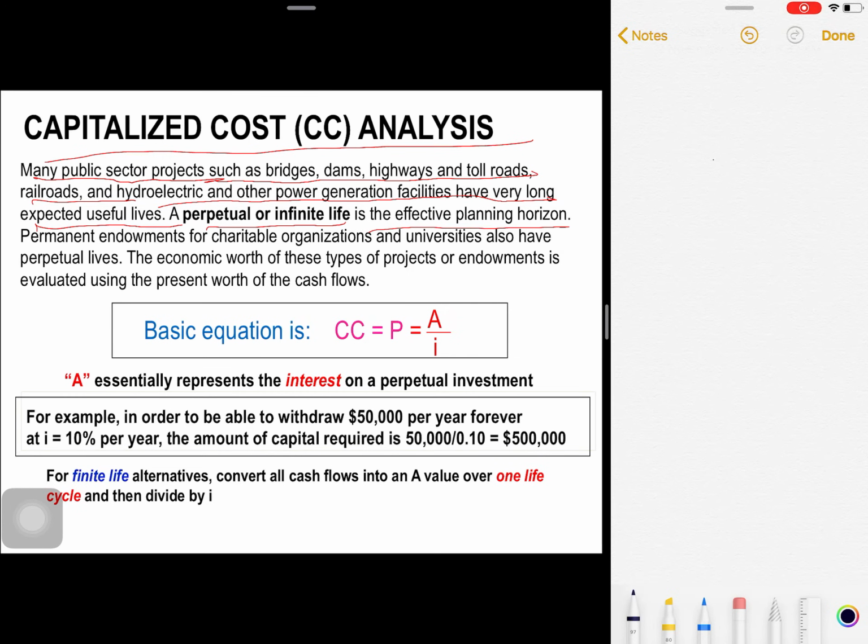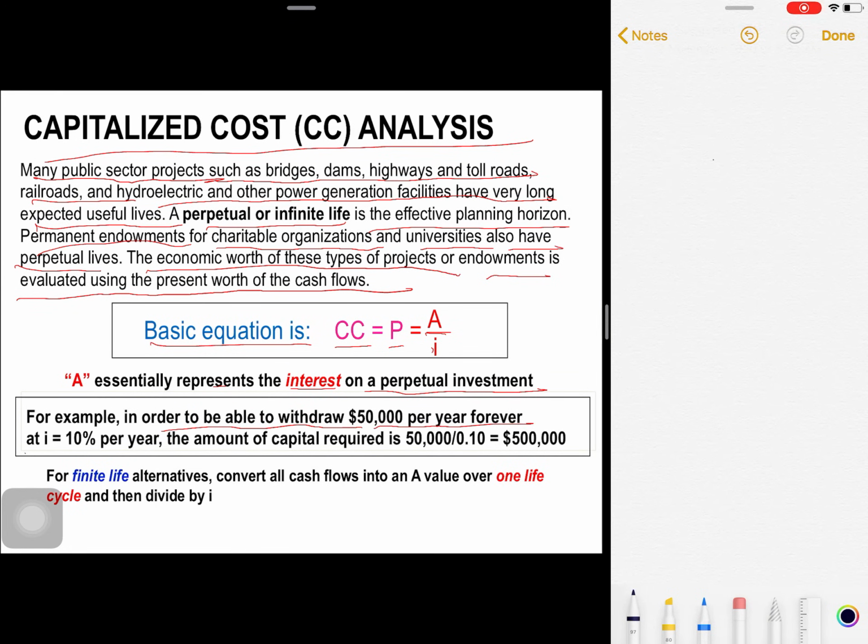expected useful lives. A perpetual or infinite life is the effective planning horizon. Permanent endowments for charitable organizations and universities also have perpetual lives. The economic worth of these types of projects or endowments is evaluated using the present worth of the cash flow. The basic equation for CC is P equals A over i. Okay, A essentially represents the interest of a perpetual investment.